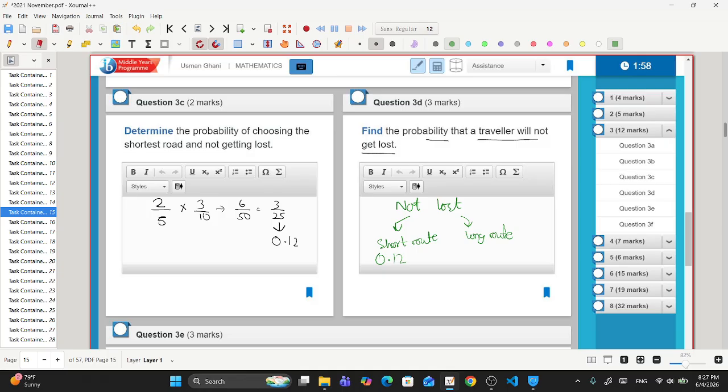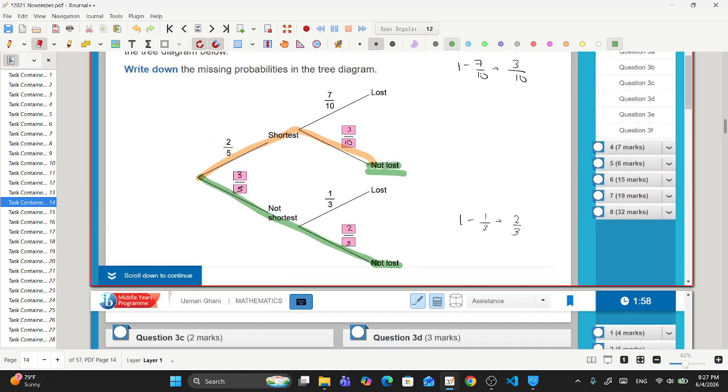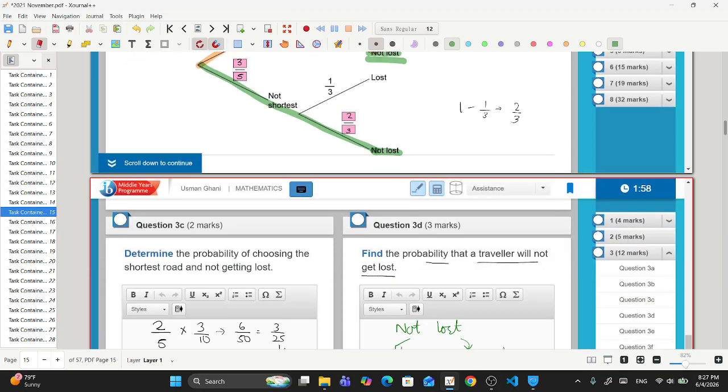Okay. Now I have my calculator with me. So let's think about this logic. Find the probability that the traveler will not get lost. So the first type of probability is when he takes a short path, and the other type of probability is that he takes the longer path.